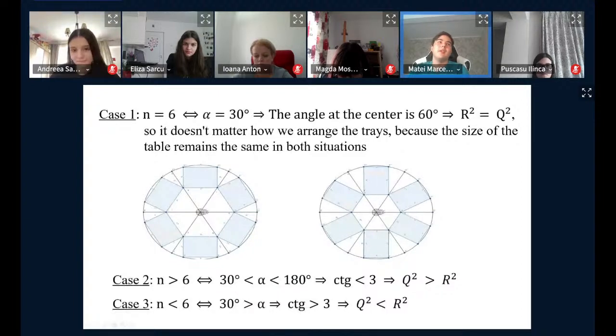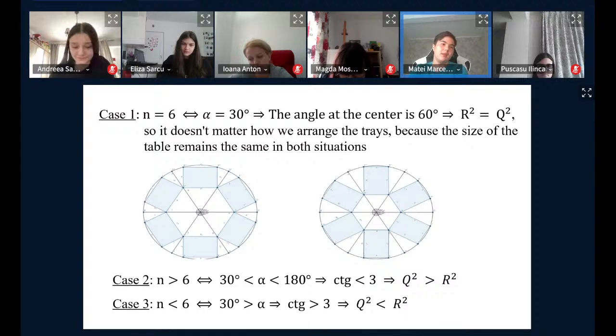If n equals 6, that means alpha equals 30 degrees, and the angle at the center is 60 degrees. That means r squared equals q squared. So it doesn't matter how we arrange the trays, because the size of the table remains the same in the above situations. If n is more than 6, that means 30 degrees is less than alpha and less than 180 degrees. That means cotangent of alpha is less than 3. That means q squared is more than r squared.